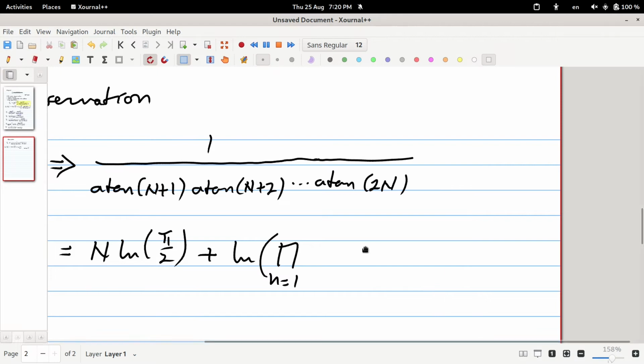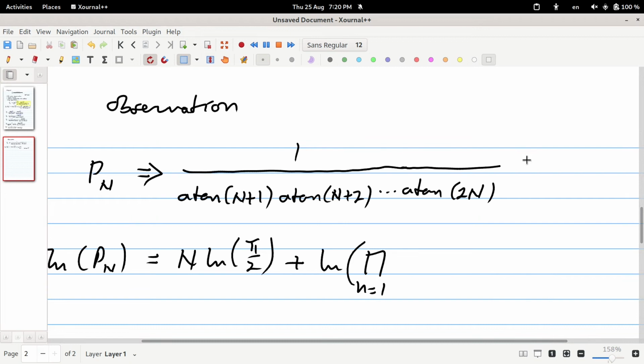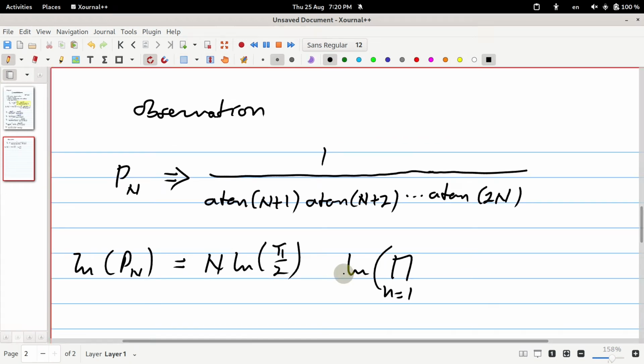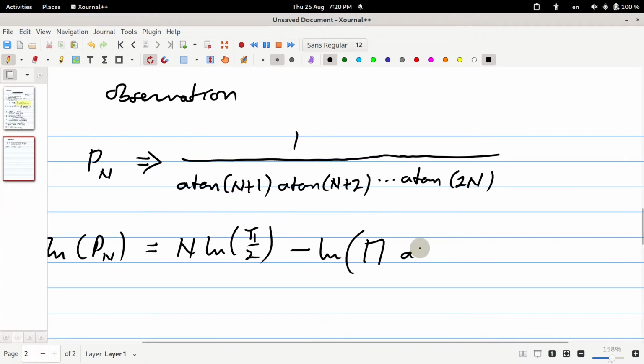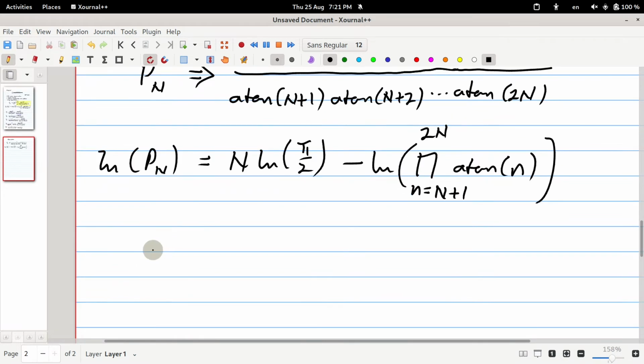Since this whole thing is to the power of negative 1, we could just bring it down in front of the natural log to become minus. So that'll be arctan n, with n equals n plus 1 up until 2n. The good thing about Taylor series is that it's easier to analyze.